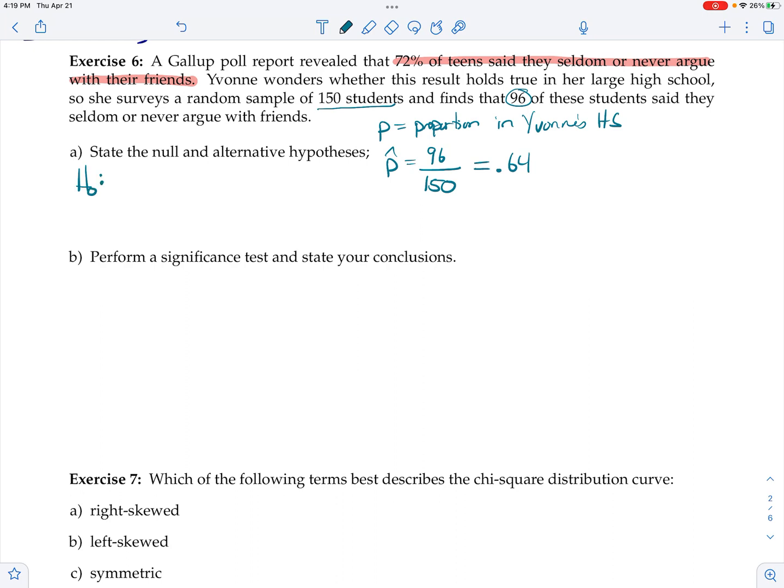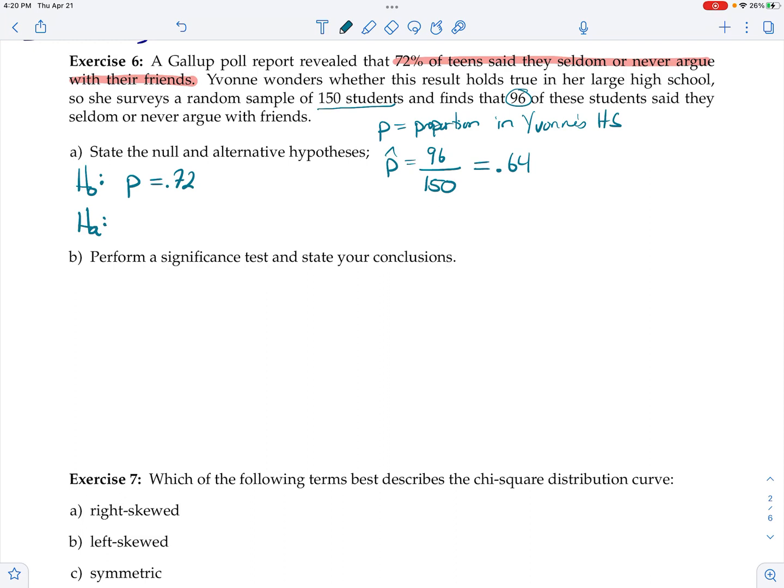So the null hypothesis is there's no difference between her school and the general population. And so we know the general proportion is 72%, so we expect the proportion in her school to be 72% as well. So the null hypothesis is p equals 0.72. The alternative hypothesis is actually no, there is a difference.